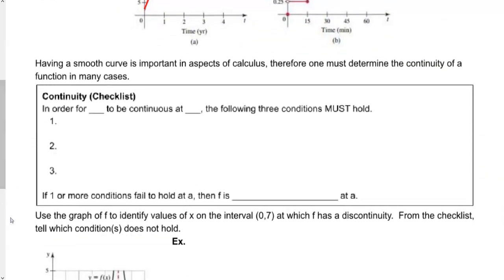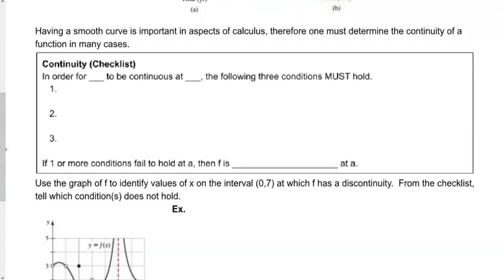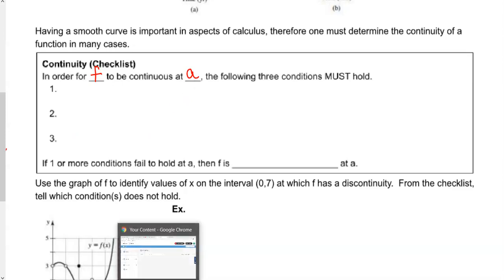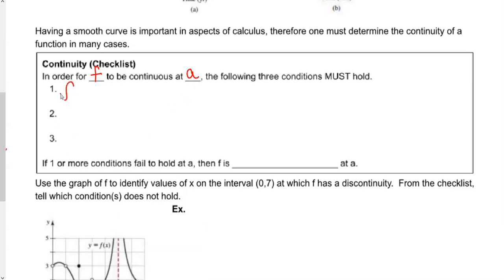So having a smooth curve is important in aspects of calculus. Therefore, one must determine the continuity of a function in many cases. So here's a checklist, is what your book calls it. I've called it the definition of continuity before. In order for f to be continuous at some value of a, the following three conditions must hold. First, f of a has to exist, so you get an actual value. You have a point at a, and that's going to make that exist.